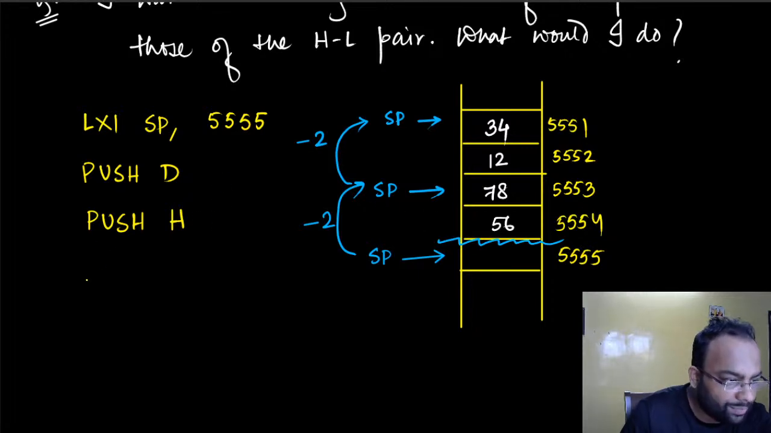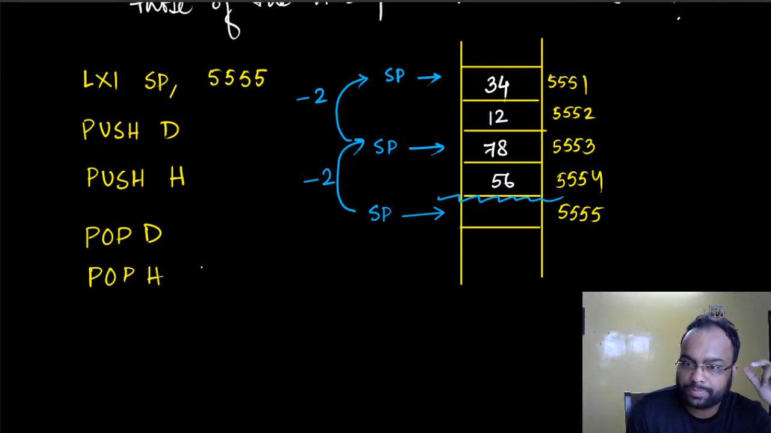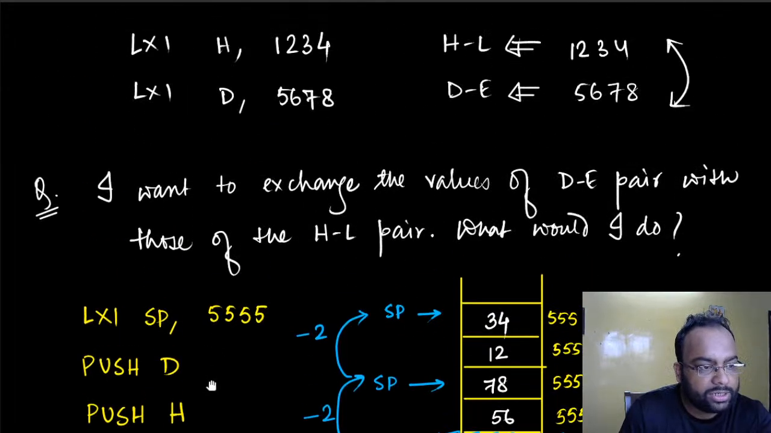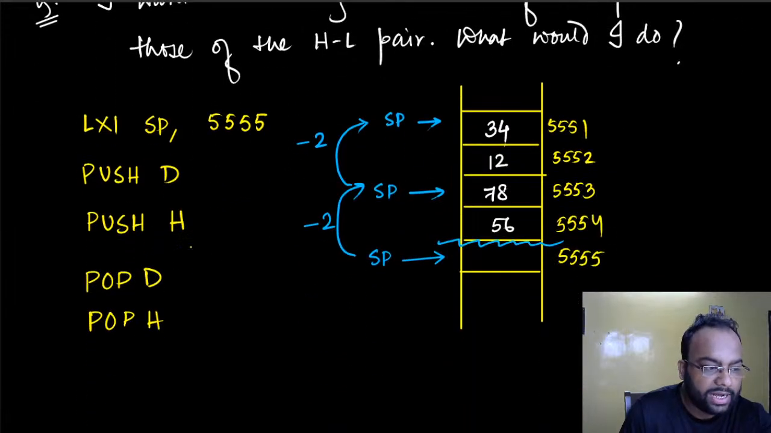So now if I do something like this, pop D and pop H, what happens? Previously, what was the value stored in D? D had a value of 5, 6, 7, 8, right? Previously. Now I am doing pop D. What does pop D do?